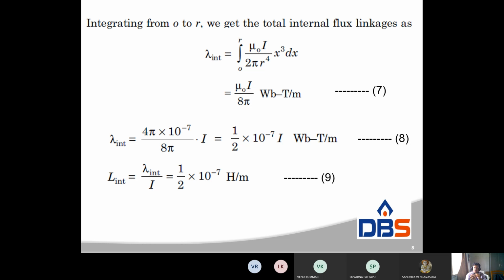Right? Just remember internal flux linkages, mu 0 I by 8 pi. Internal inductance, so mu 0 by 8 pi, not I. Mu 0 by 8 pi. Right?